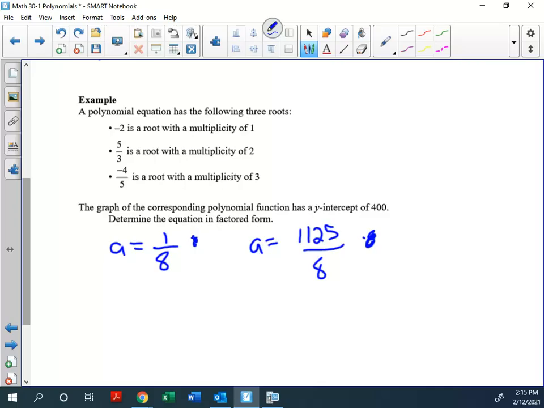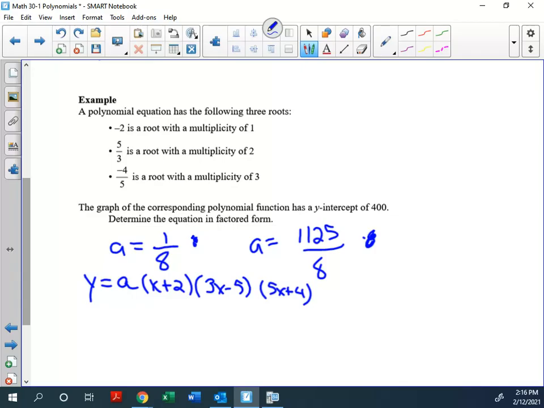If you got 1 over 8, you set up this equation going, I have an A value, because you're smart about that, x plus 2. We're all okay with that? Now, if you got 1 over 8, you took this root and you said it's 3x minus 5. And then you took this root and said this is 5x plus 4. And that's what you use to find the A value. Look familiar to most of you?